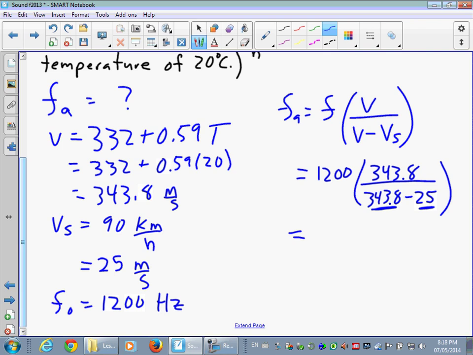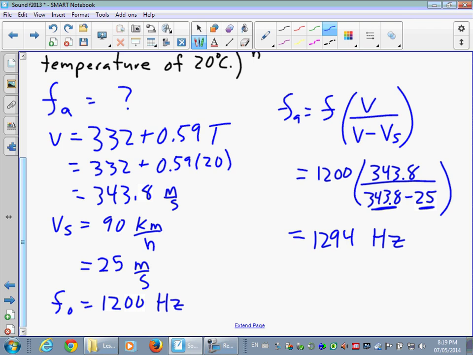343.8 divided by 318.8 gives you 1.078. So the frequency will go up by 7.8%, which results in a value of about 1294 hertz. So just to give you an impression, I can create a 1200 hertz tone here on my GLX, and then I can show you a 1294 hertz tone.